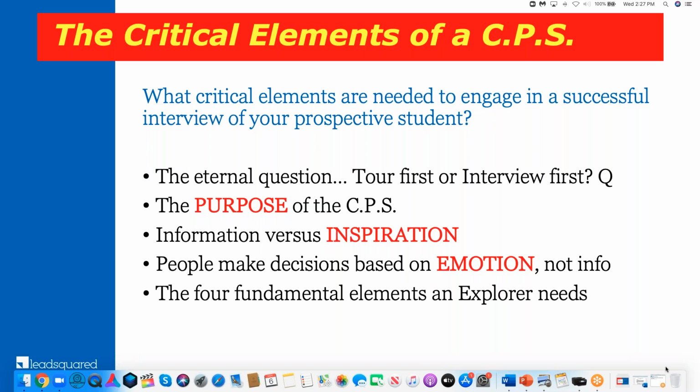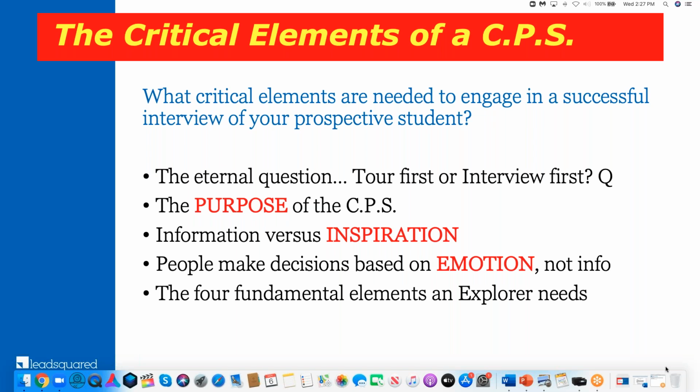And also, what is the purpose of the C.P.S? That is also an internal question. What is the purpose of the career planning session? Is it to give information, or is it to inspire? Now, that doesn't have a single answer. It's a bit of both. However, inspiration is way more important than the information. They, of course, have to get information.